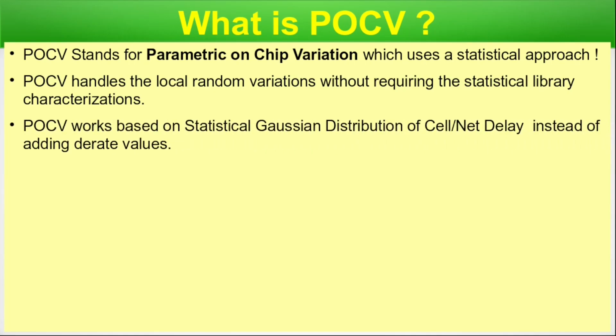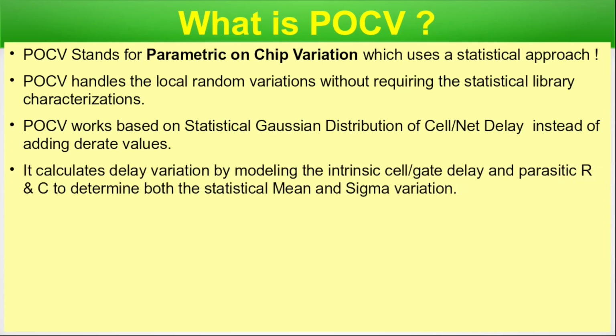POCV works based on statistical Gaussian distribution of cell or net delay instead of adding digit values. It calculates delay variation by modeling intrinsic cell or gate delay and parasitic R and C to determine both statistical mean and sigma variation. So far up to these points, you might have visualized that it is statistical STA. However, there is some plus thing onto it. So that is POCV, what we are discussing right now and what is displayed here.